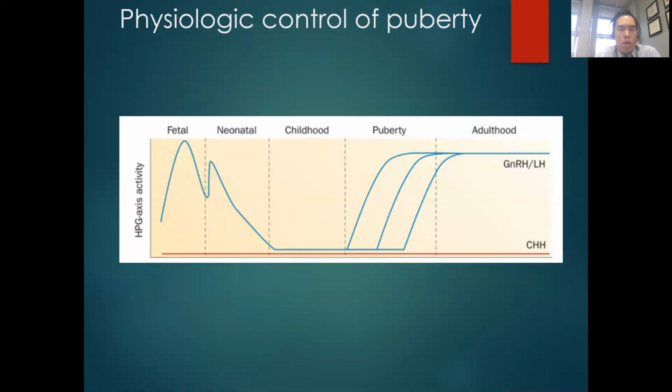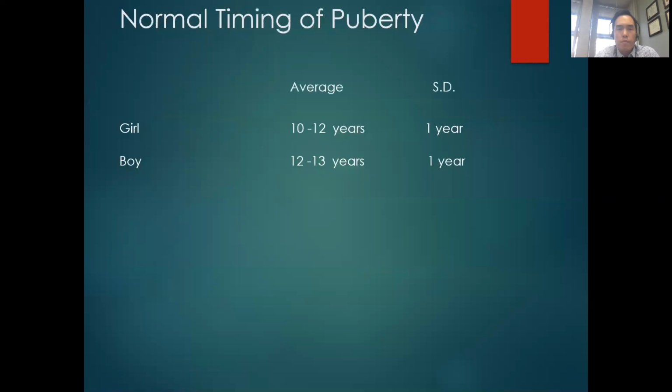The important part of evaluation of a patient with pubertal concern is to determine whether this patient actually has abnormal onset of puberty or not. Before we can determine if someone has an abnormal puberty, we have to understand the normal timing of puberty. This is when the statistics come into play again. In girls, the average onset of puberty is between 10 to 12 years, with one standard deviation of 1 year. And for boys, between 12 to 13 years, with a standard deviation of 1 year.